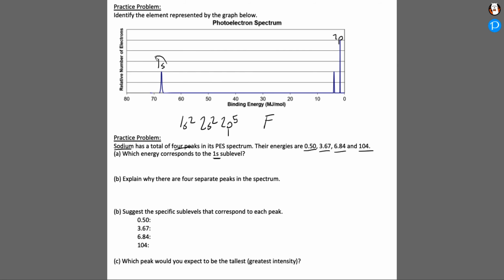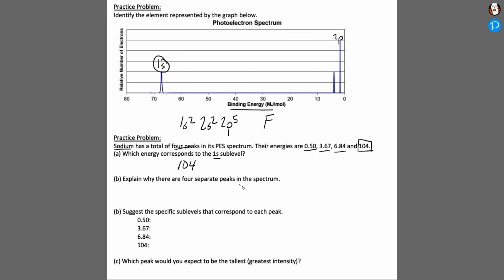Remember that the 1s is the one that is closest to the nucleus, and so it has the highest binding energy. It's going to be the one that is most tightly held onto by the nucleus. And so if we look at these binding energies, it's definitely going to be the one that is the highest, right? So the 104 is going to be the 1s sublevel.